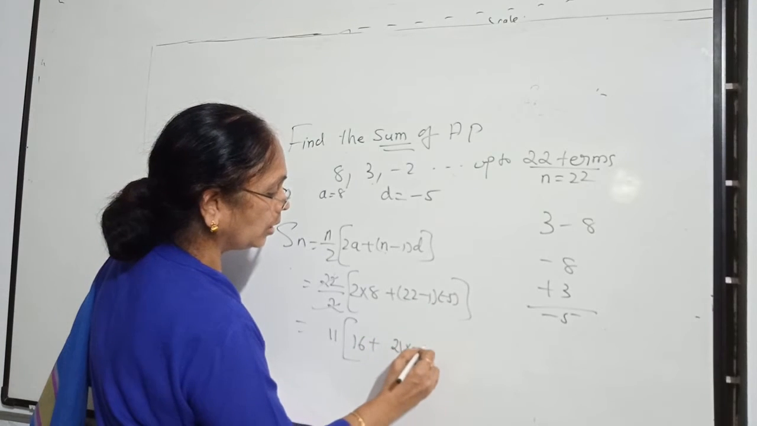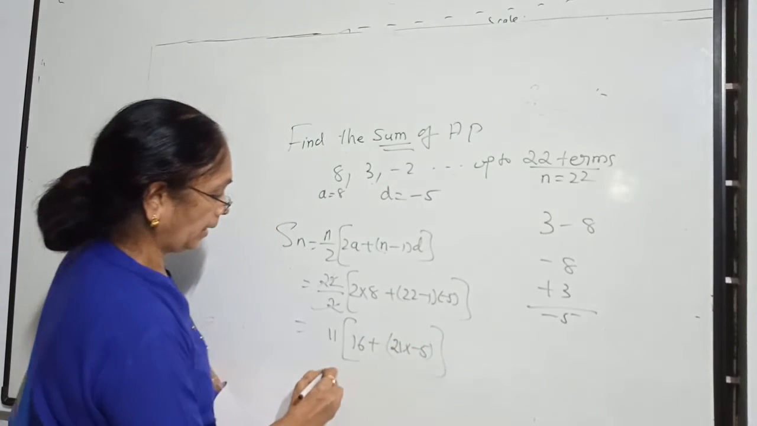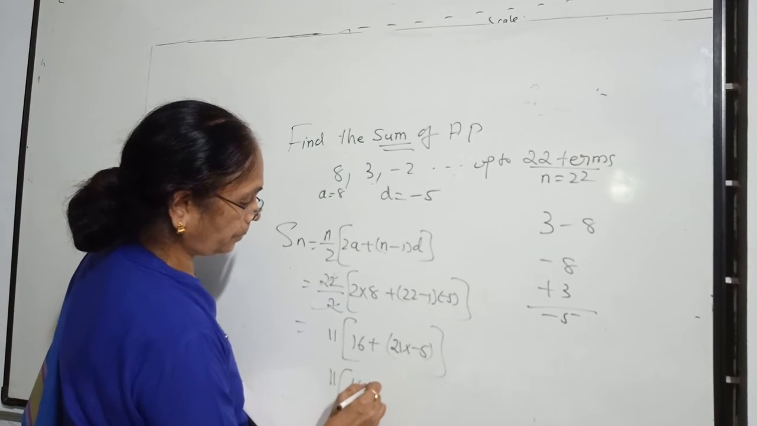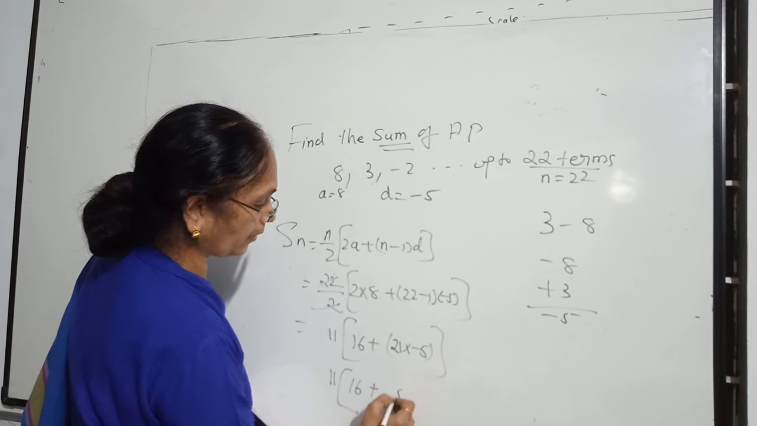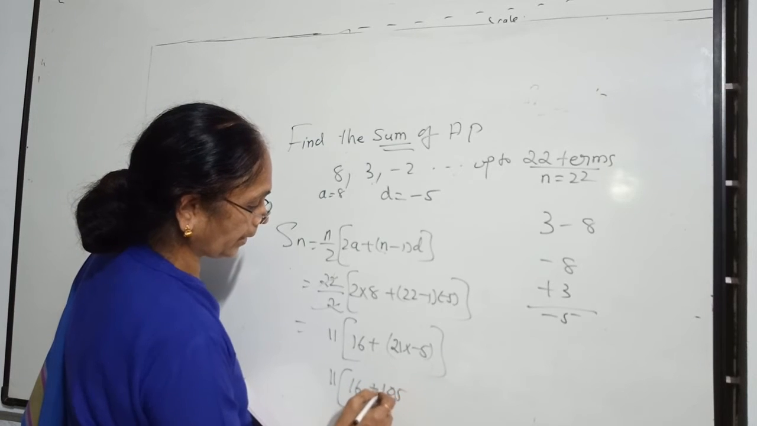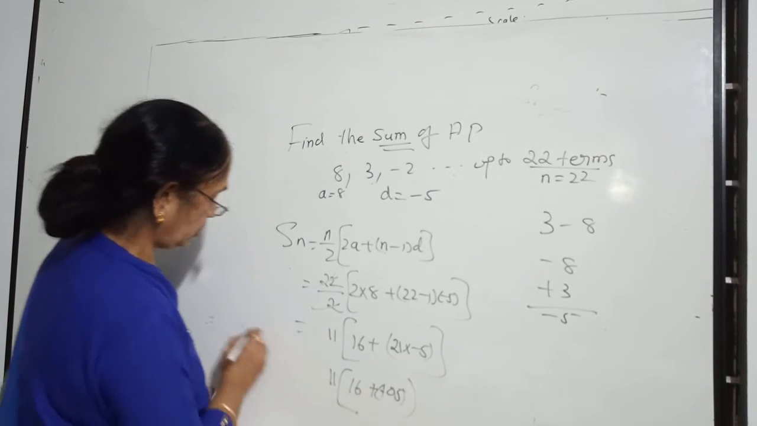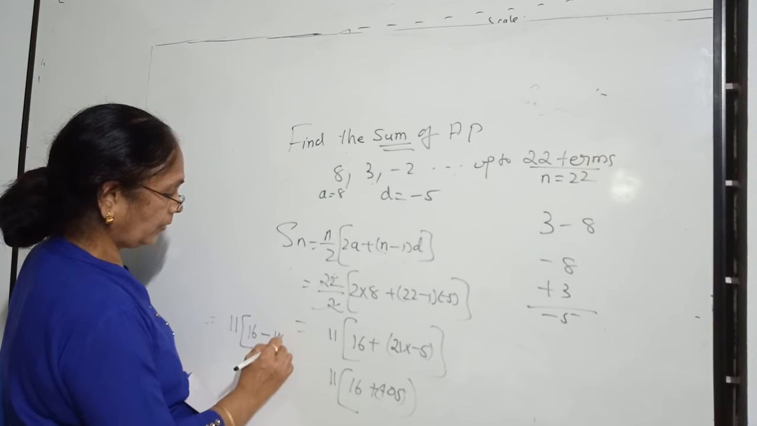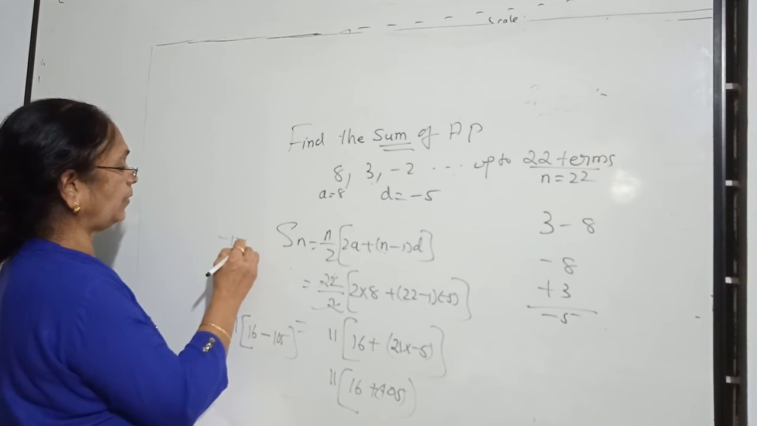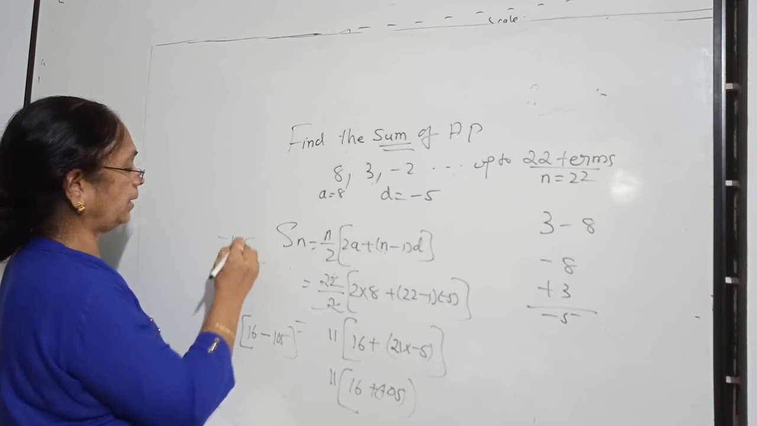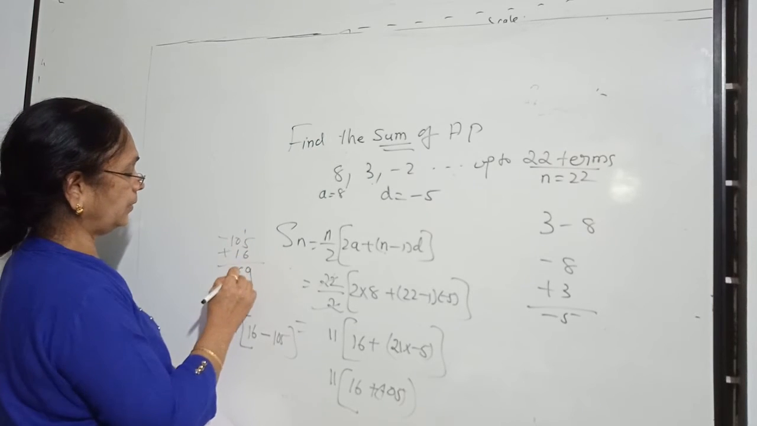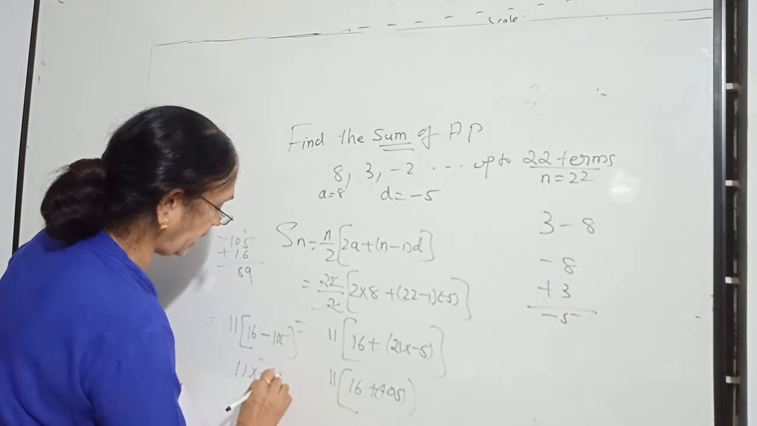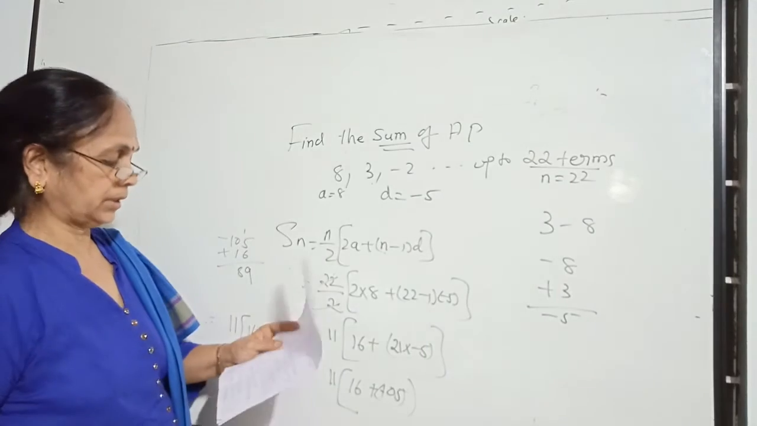21 into minus 5. Be careful: 11 into 16, here plus 5 ones are 5 and here 5 twos are 10, minus 105. So this is 11 into 16 minus 105. This is minus 105 plus 16. This is 9 minus 1, 8. So this is 11 into minus 89. Multiply and write the answer.